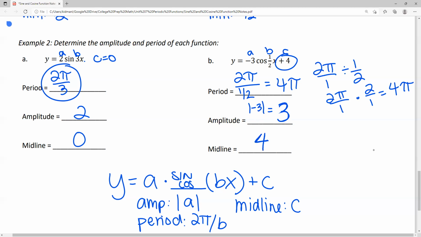So if you have any questions, don't hesitate to reach out. But that's kind of where our sine and cosine function is and how we can identify these same characteristics based on where those things are.